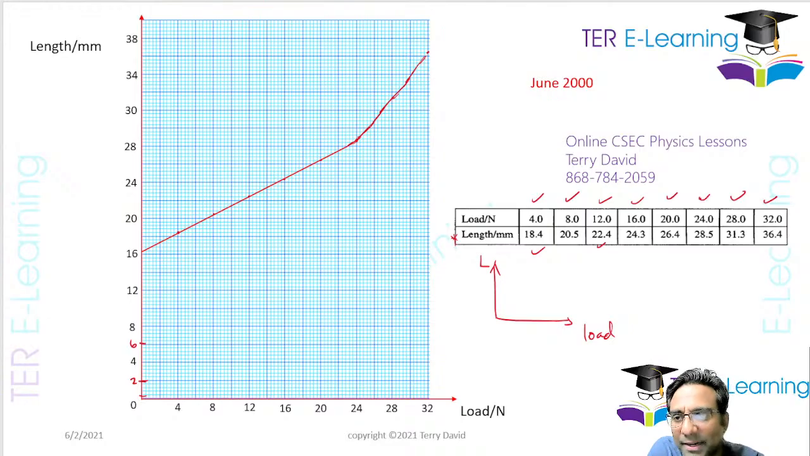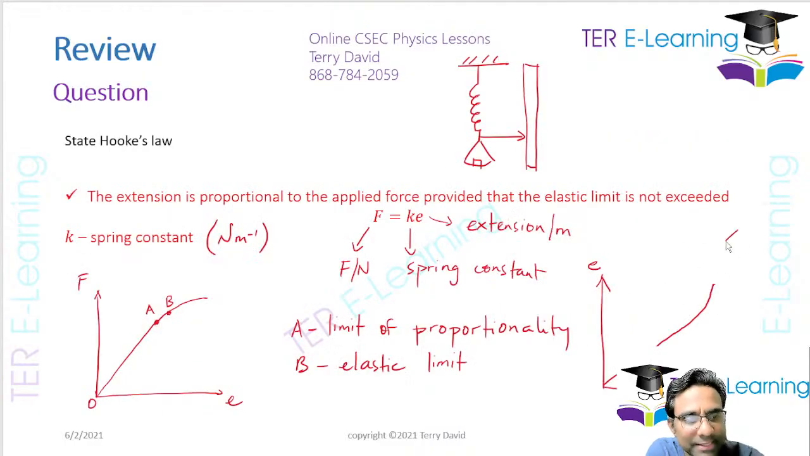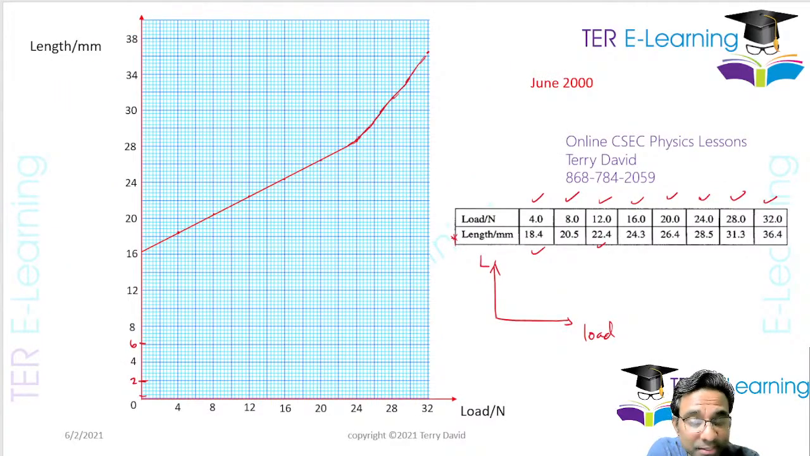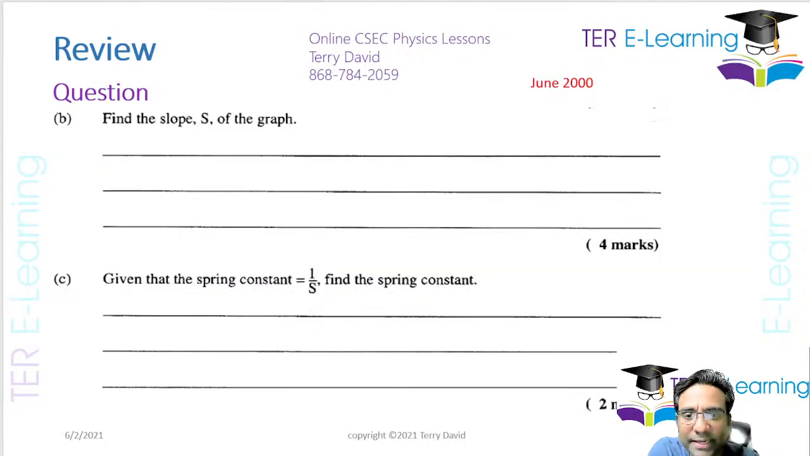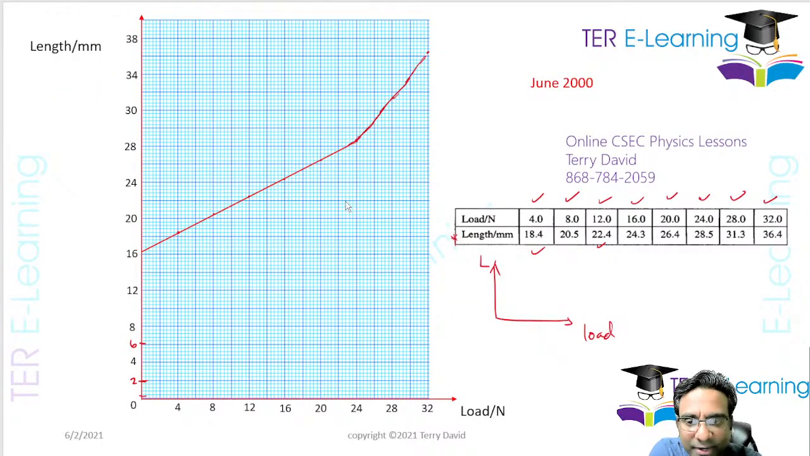Now, if you go back to what I told you at the beginning, if you plot extension against load or extension against force, this is the graph that you're going to get, which is what the data is also showing us. It's not a perfect straight line. We get a straight line up to a point, right? So that's my graph. The next thing I want to know, find the slope of the graph. Now, we can only find the slope of the graph for the straight line part of the graph, right? That's what you can do.